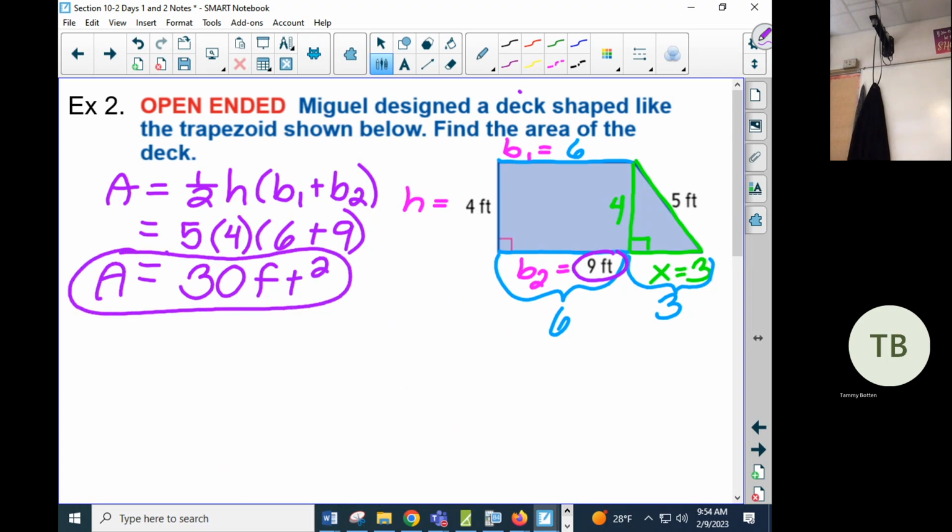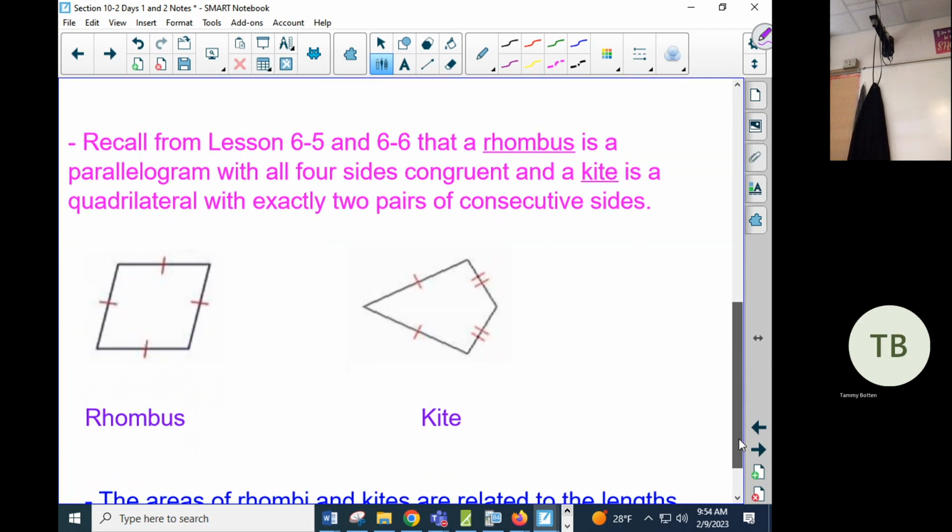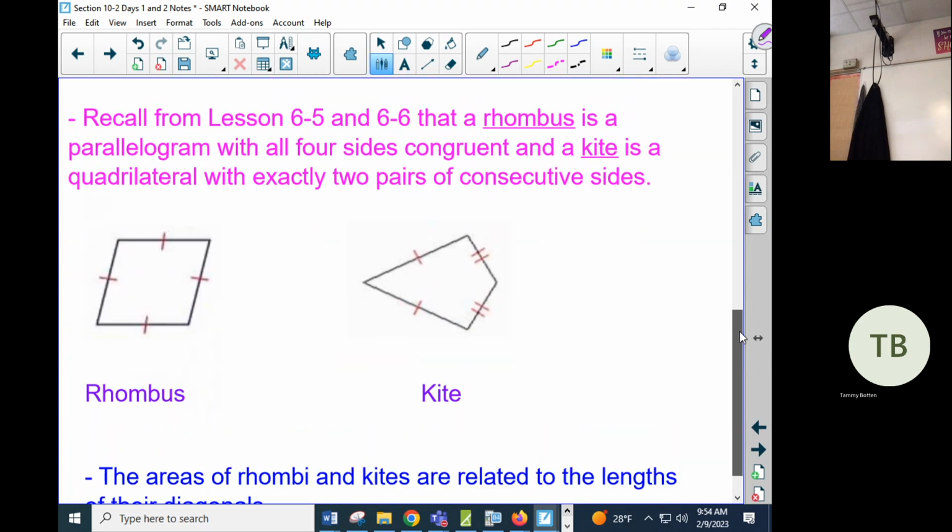Okay. And if we go down here, the next thing that we're going to do is just talk super quick about the difference between a rhombus and a kite. And honestly, with you guys, I'm not sure if I taught kites, but for what you have to know, it's fine. Do you guys remember learning about kites? I think I skipped kites to get through the material.